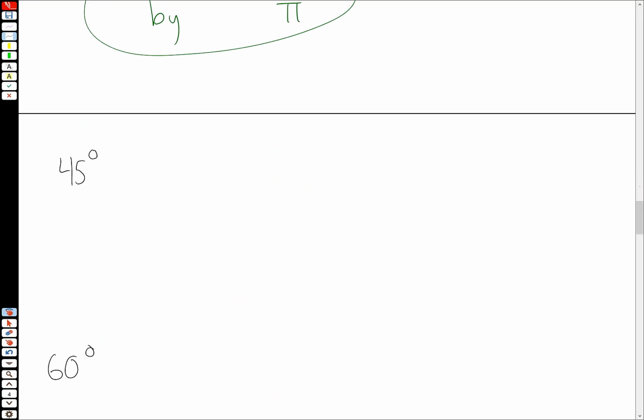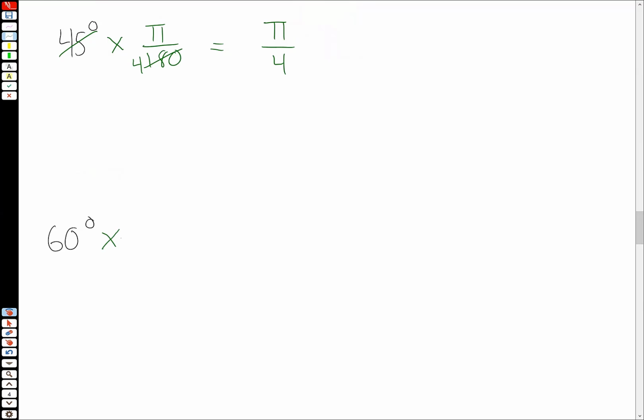All right, so let's look at some examples. Let's say we're starting with 45 degrees. If I want to convert this to radians, I'm going to multiply by pi over 180, and let's simplify that as much as possible. Notice that 45 goes into 180 4 times, so we would be left with pi over 4. Now 60 degrees, let's say we want to convert this to radians. Again, we do the same thing, multiply by pi over 180. 60 goes into 180 3 times, so we would be left with pi over 3.